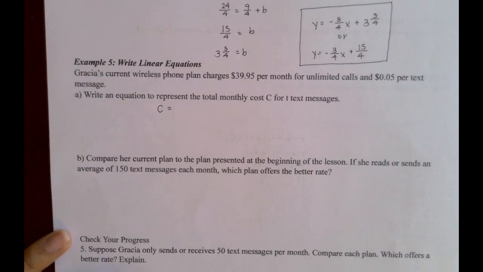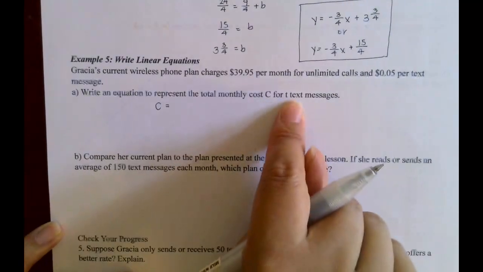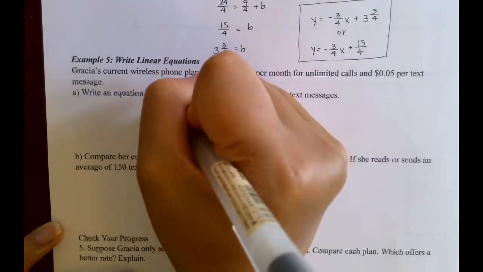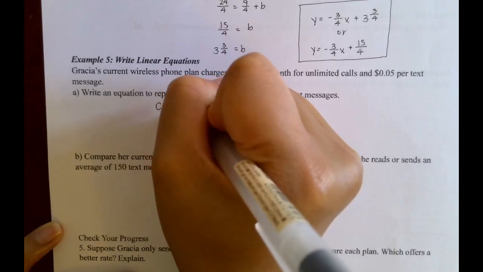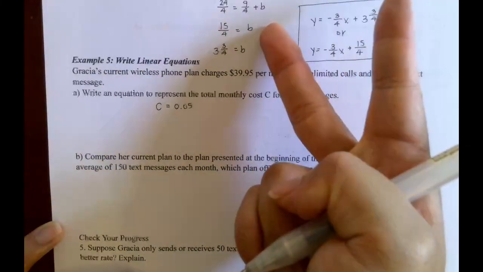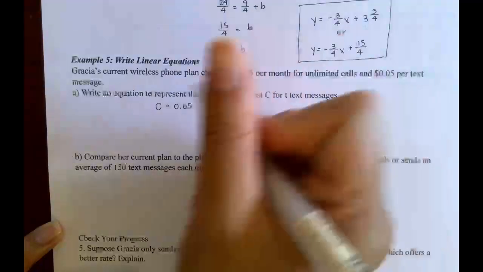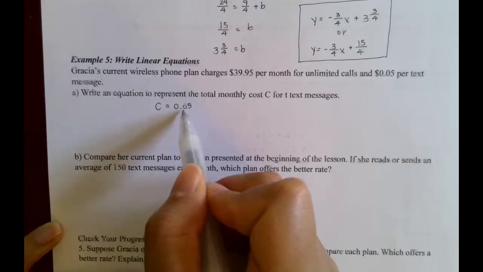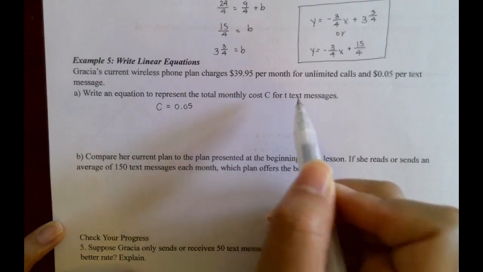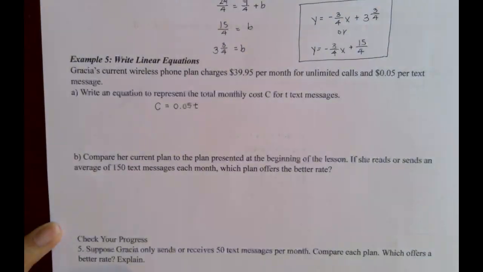So what is she having to pay for? Well, she has to pay 5 cents for each text message. So that means if it was 1 text message, she would pay 5 cents. If it was 2 text messages, she would pay 10 cents. If it's 3, she'd pay 15 cents, etc. So how I got that is I took 5 cents multiplied by however many text messages there are. So that would be 0.05T.